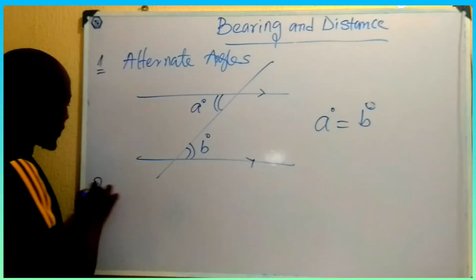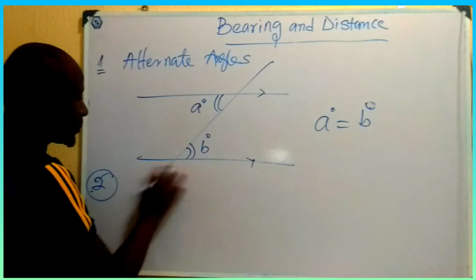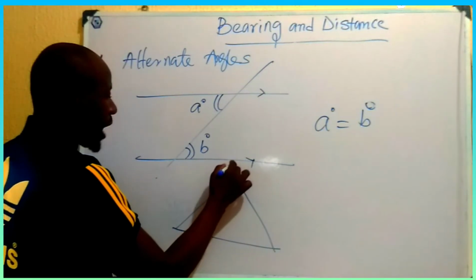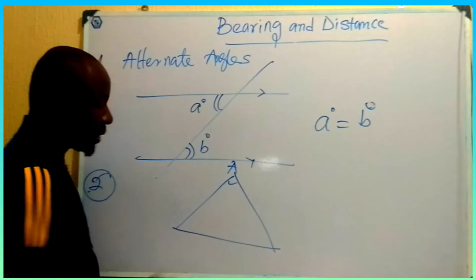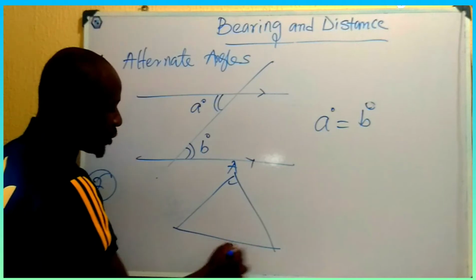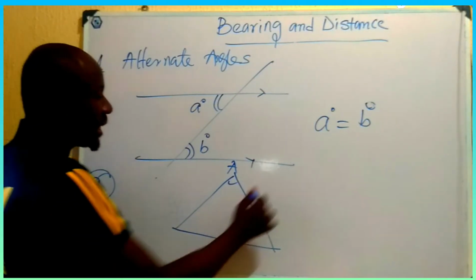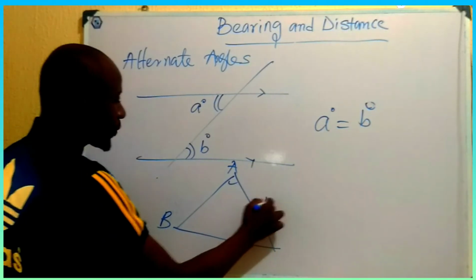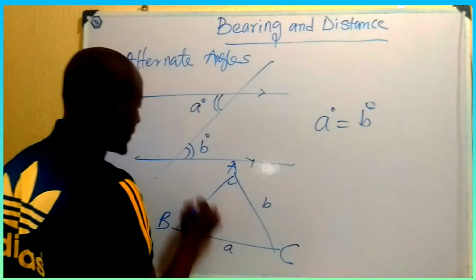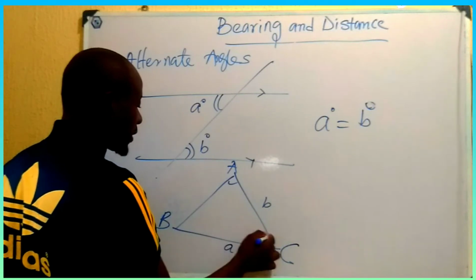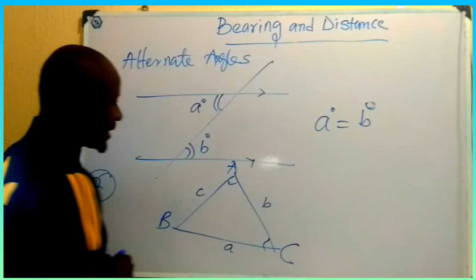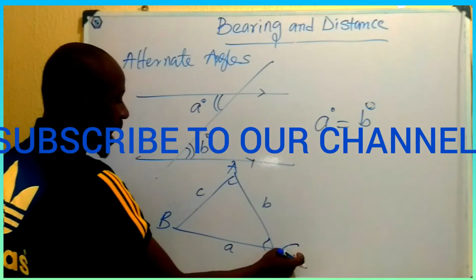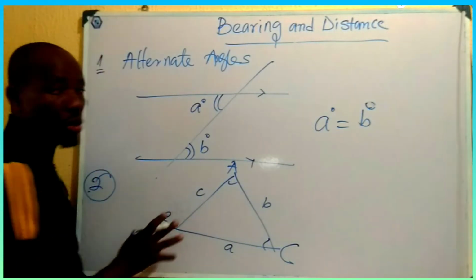The second one you need to understand is triangles. If you have a triangle and you are taking here as your angle A, the side facing angle A will be your small a, representing the side. A represents angle, small a represents side. Here is angle B, side B, here is angle C, and here is side C. So angle B, side B, angle A, side A, angle C, side C. You need to understand this.